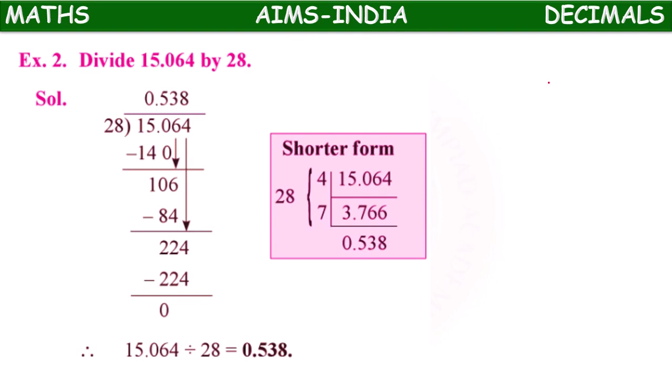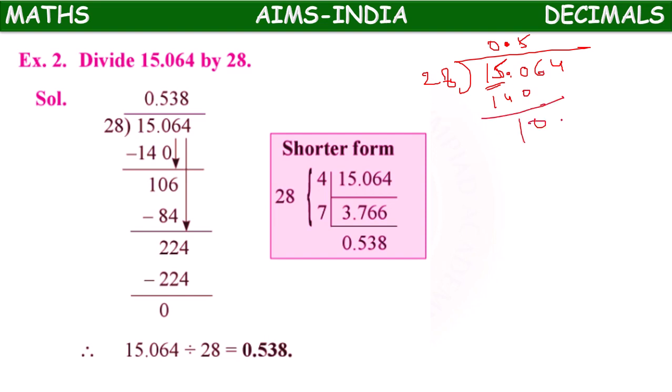Next one. Divide 15.064 by 28. We have to divide by 28, because this 15 is smaller than 28, not divisible. We can take 0, point above the point. We can consider 0 here, then it will become 150. 28, 5 times, so 140. 0 minus 0, 0. 5 minus 4, 1. So 6 we can carry down.